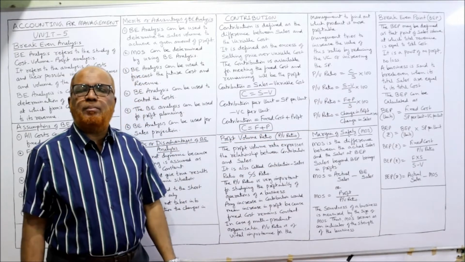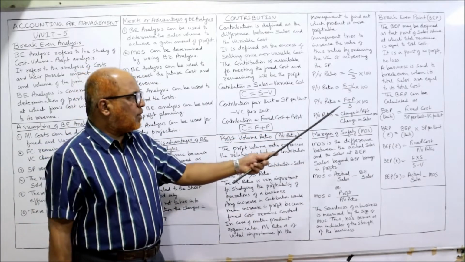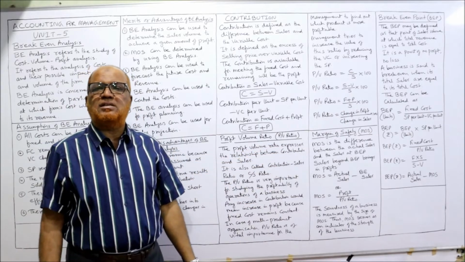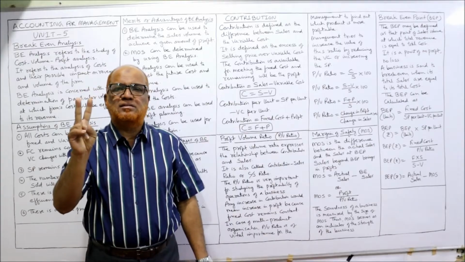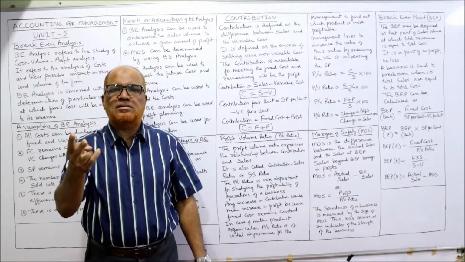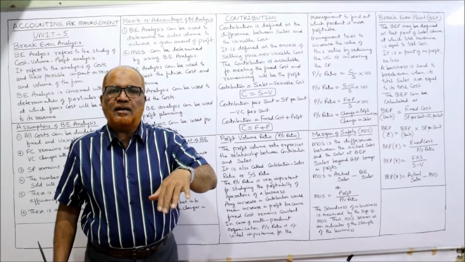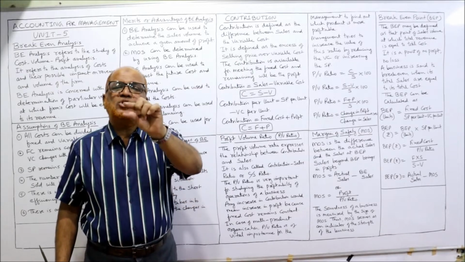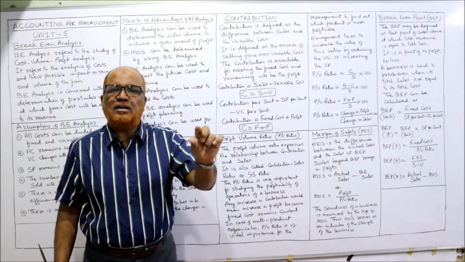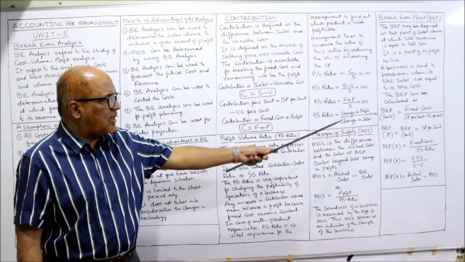And one more formula for PV ratio is change in profit by change in sales into 100. If the data is given for 2 periods, example 2 years, last year and current year data is given, so we can find out the PV ratio by applying the formula change in profit divided by change in sales into 100.